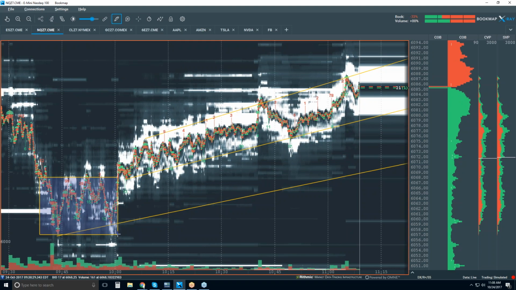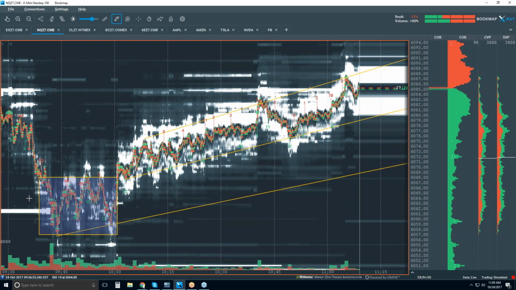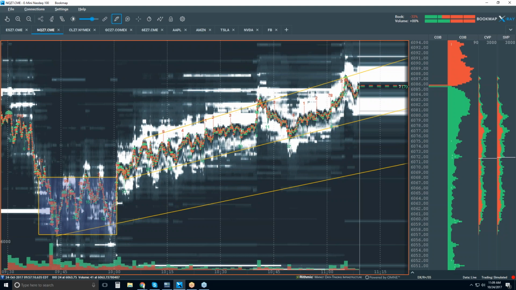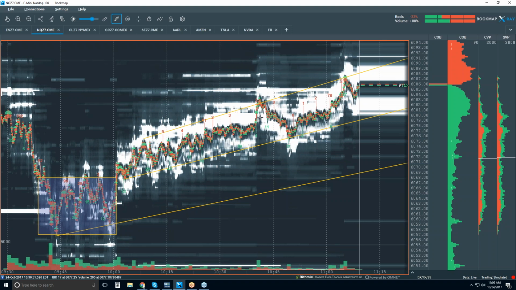And we understand that responsive sellers will be up at the top of the range, looking to sell it back into value in the middle of the range down here. And then responsive buyers will be down at the ends of the range here and want to trade it right back in, looking for it to return to value. Now, we're seeing the same thing here, but in a diagonal range, in this trending environment.